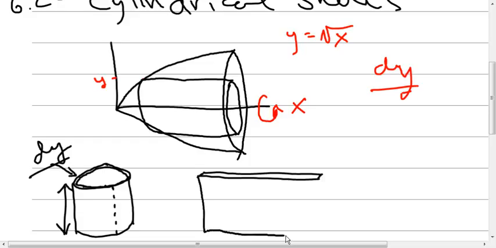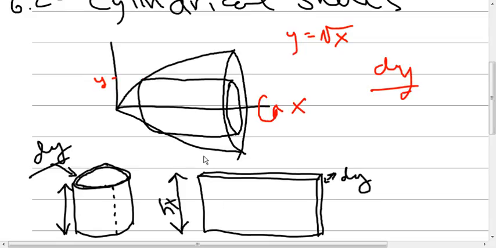Now it becomes a sheet like this. This is exactly the same material as this. Here is our height, the width, and that is dy, and we'll call this height. And this now is a length. But really, when you think about it, what it actually is is a radius around this thing. Excuse me, not a radius, a circumference.